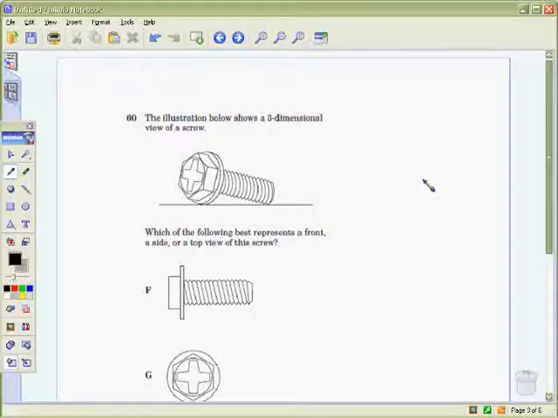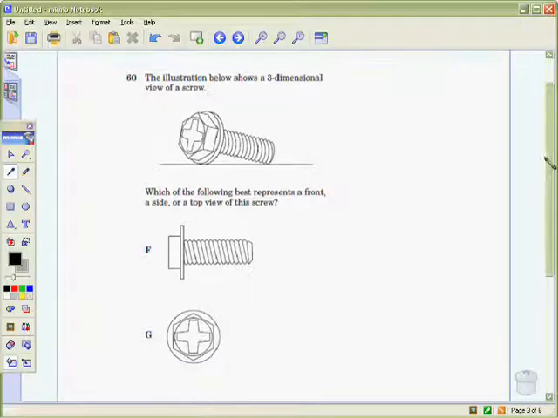Continuing Objective 7, number 60, the illustration below shows a three-dimensional view of a screw. And it says, which of the following best represents a front, a side, or a top view of the screw? So let's just go through the answer choices and see what we have.